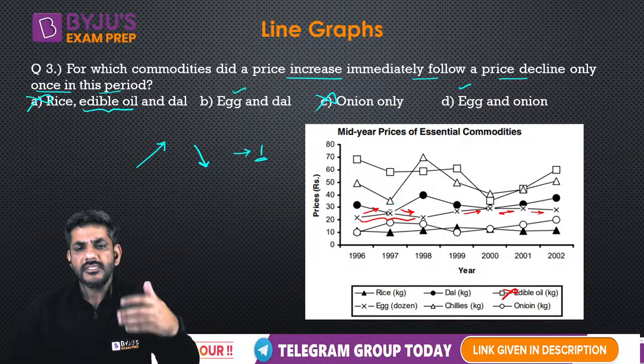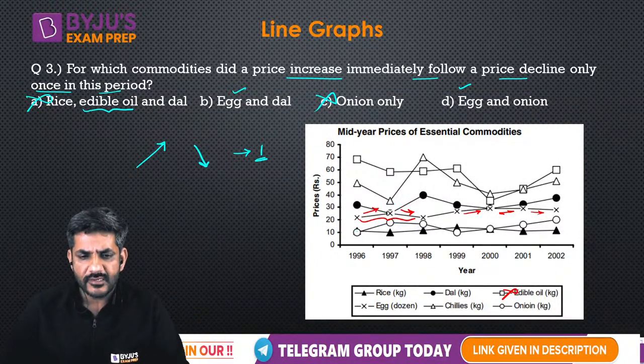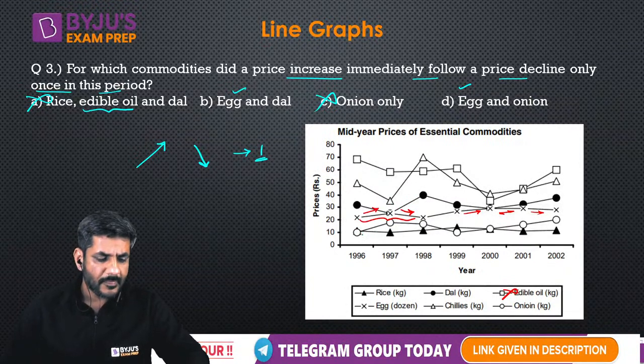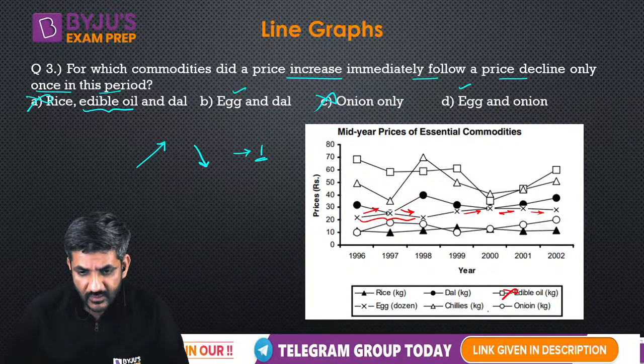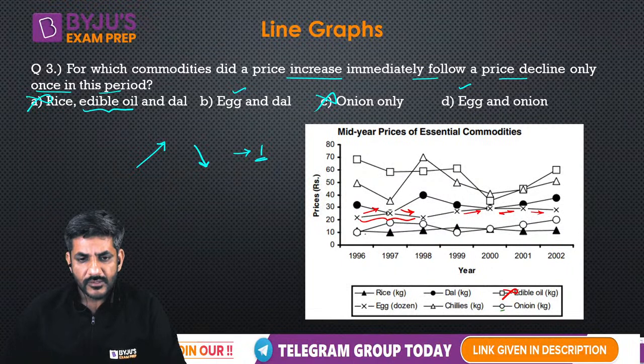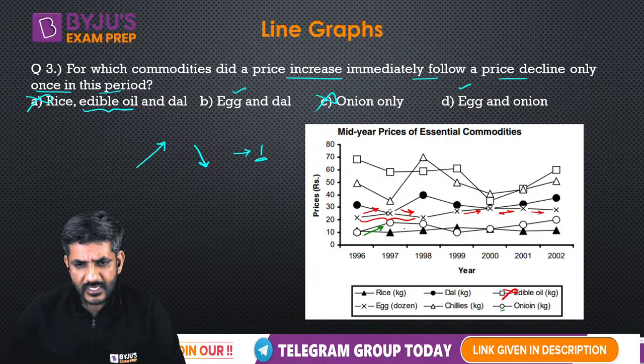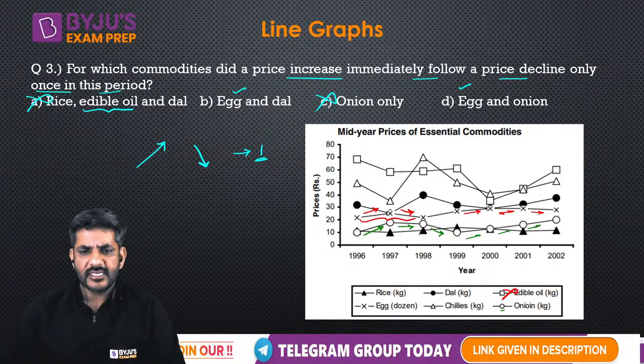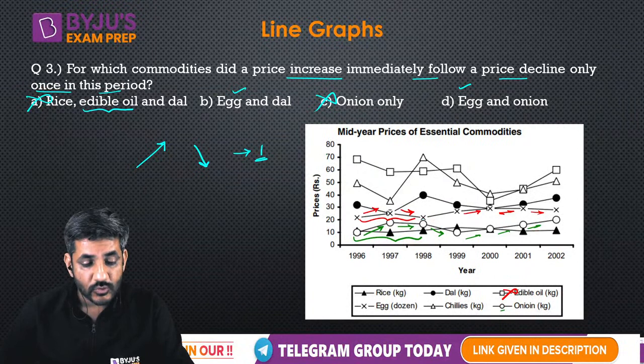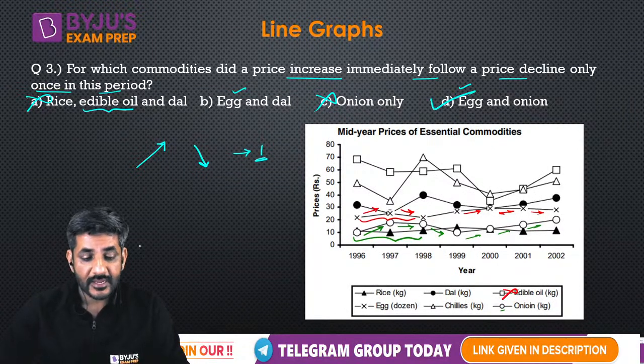ठीक है, तो इनमें से कोई भी एक चेक कर लो. Let's check onions first. अनियंस को चेक कर लेते हैं एक बार. Onions अगर देखो जरा क्या है, onion is circle. So here this has increased, then after that this has decreased a bit, then decreased, then increase, increase, increase. Yes, I see in onions as well this has happened exactly once from here to here. So I would answer this question as option D, egg and onion.